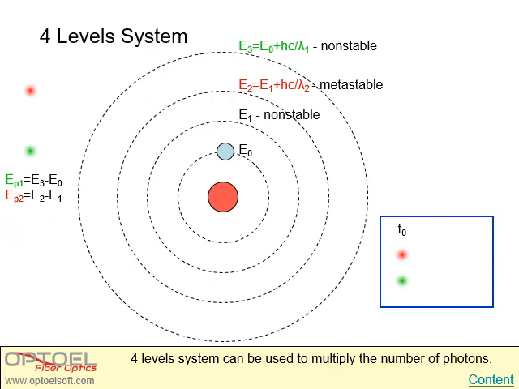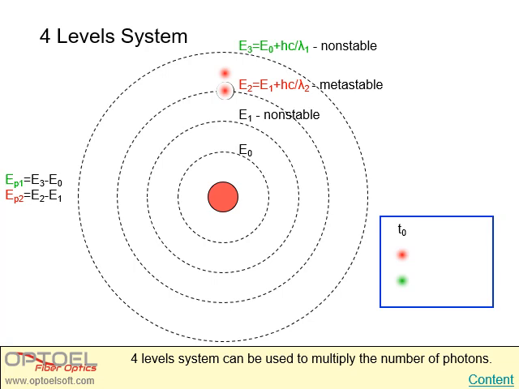So, as we saw, the incident photon, colored in green, will populate the metastable level E2. Now, let's assume that another photon, colored in red, having the energy E2 minus E1, is approaching the atom and interacts with the electron sitting on the metastable level E2.